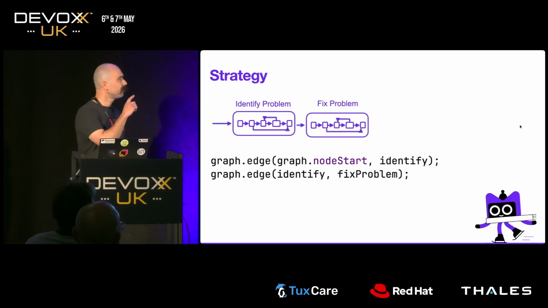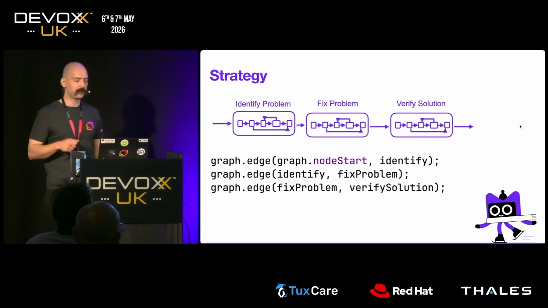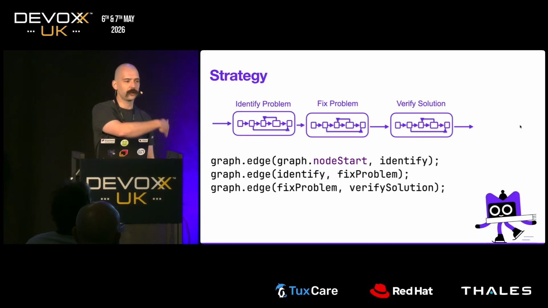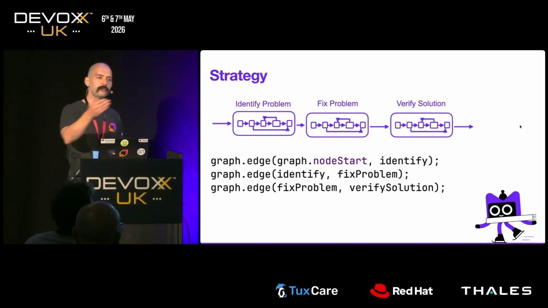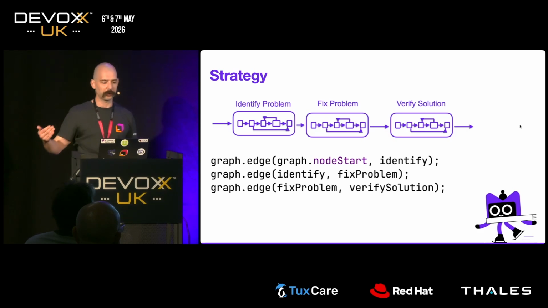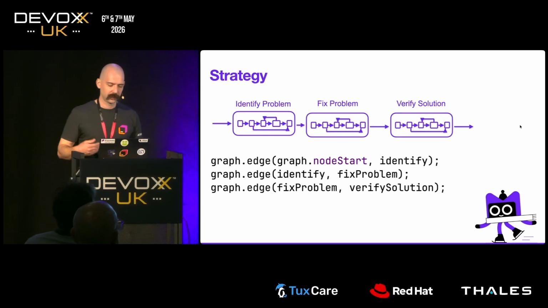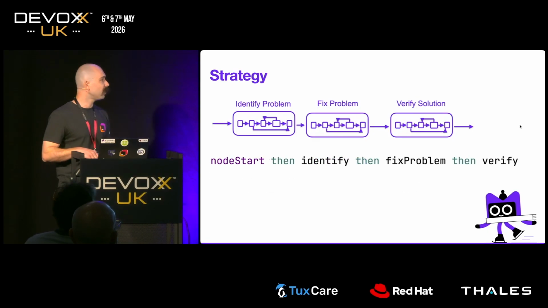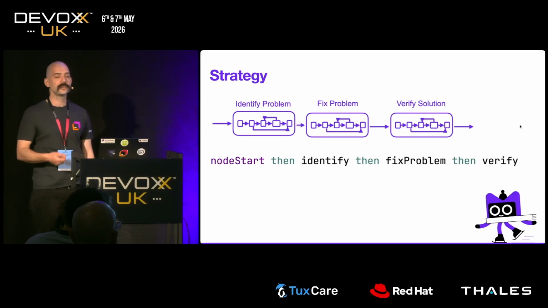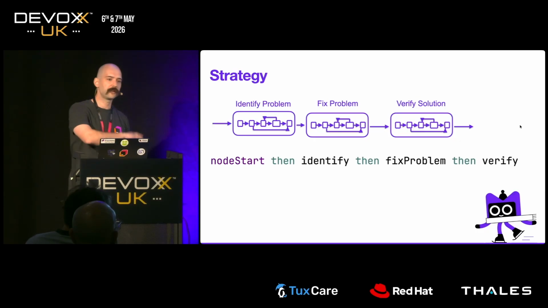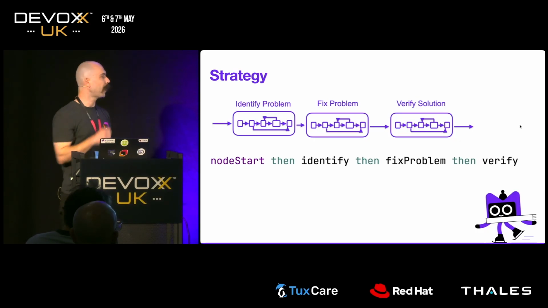And connecting these sequenced subgraphs is quite easy. We just say we go from start to identifying the problem. When we have identified the problem, we are going to fix the problem. And when we fix the problem, we are going to verify the solution, right? So this is very straightforward. In the Kotlin DSL, you can do something like this, where we leverage Kotlin infix functions to basically provide pipeline functions to pipeline these subgraphs together.